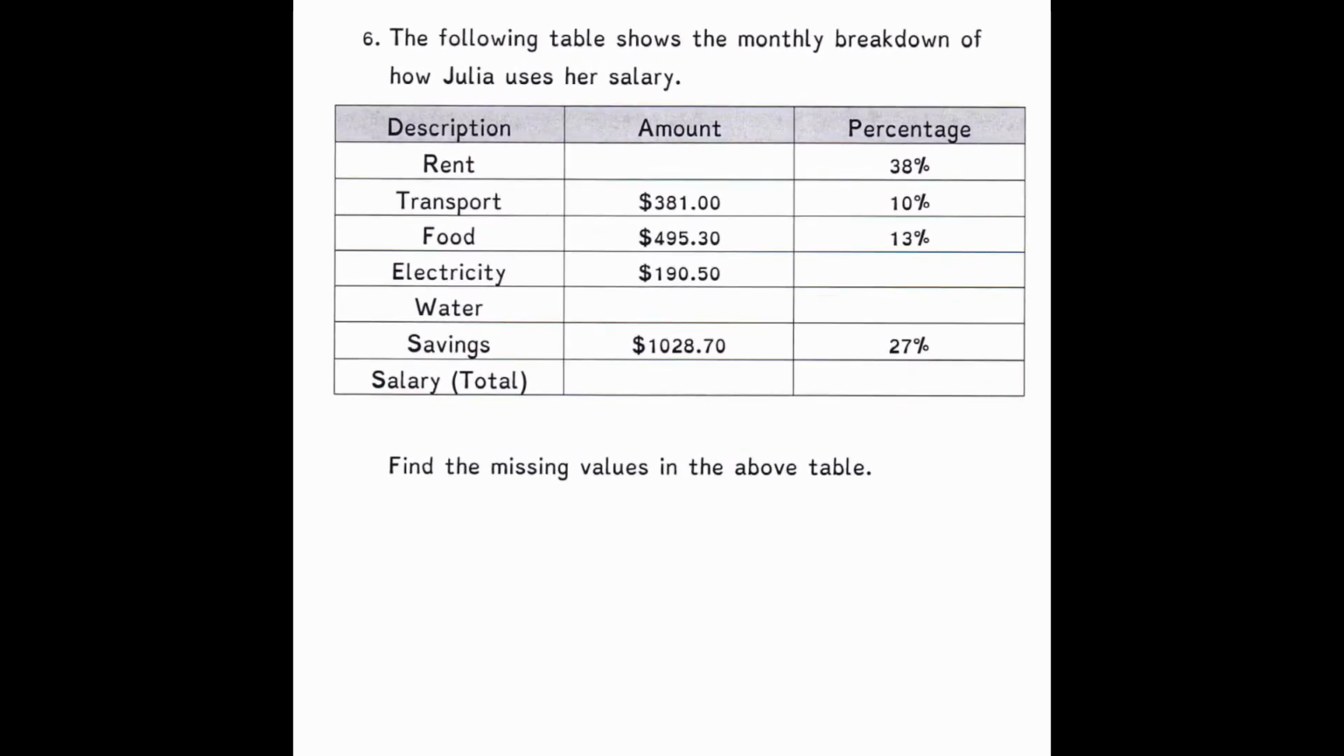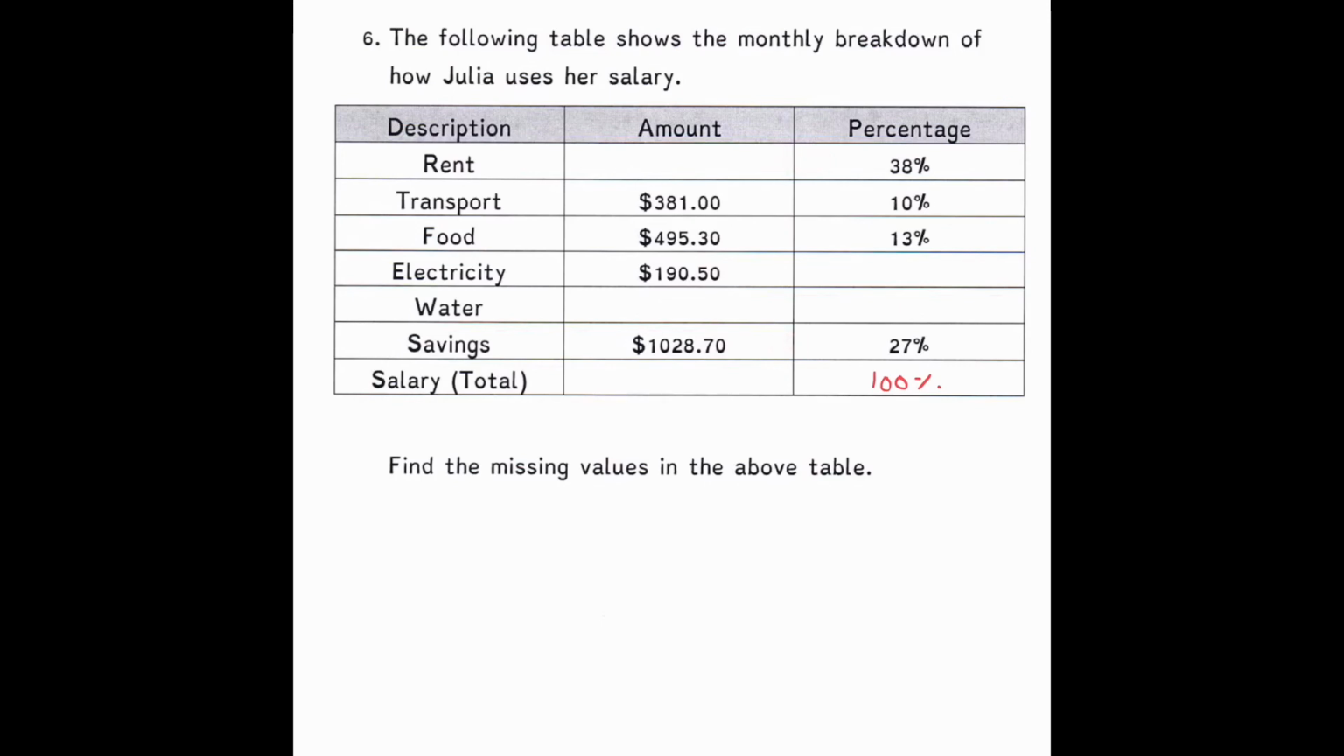For 6, we've got a table showing the monthly breakdown of how Julia uses her salary, which is the amount of money that she gets in a month. So we have the amount that she spends on each item, and we have the percentage of her salary. The really important thing to know here is the total salary down the bottom is always going to be 100%. So what makes this question really tricky is that we don't actually have a total to find our percentages of. So what we really want is to find this total just here, and then I can just really easily find percentages of it, and it should be nice and simple.